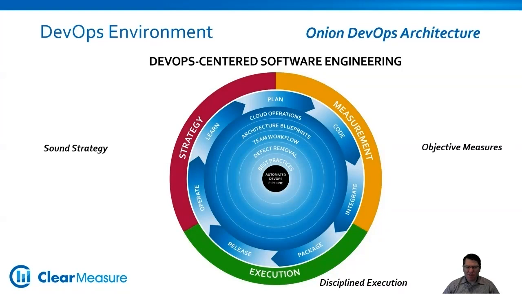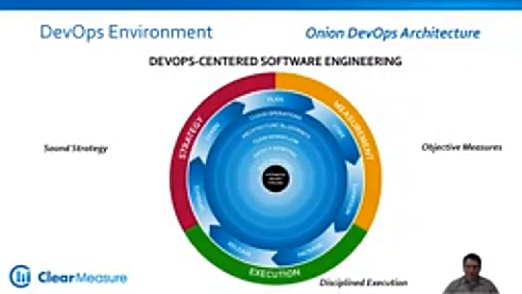And for each of those layers, you need your strategy for that layer. You need to execute it with discipline. You need to have measurement. And so the overall DevOps architecture is all of these capabilities. In the middle, you have your automated DevOps pipeline, and we intentionally kind of downplay it, but it's the ability to promote code and get feedback.